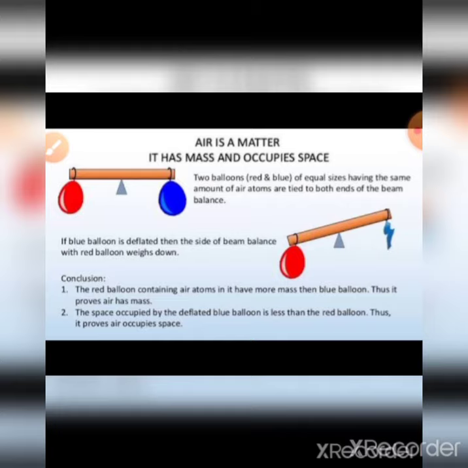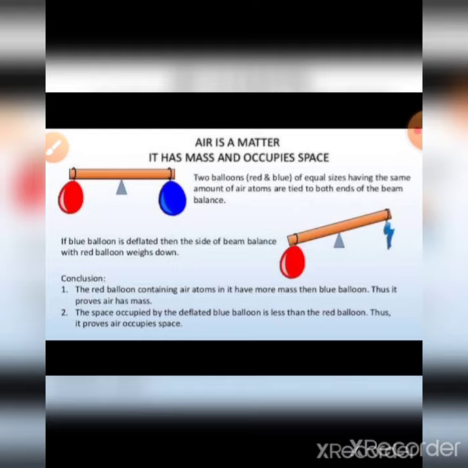If the blue balloon is deflated, then the side of the beam balance with the red balloon weighs down. Then the beam becomes unbalanced. Okay, if the blue balloon is deflated, as in the second figure, the side of the beam balance with the red balloon weighs down. It means the weight of the red balloon is higher in comparison to the deflated blue balloon. Conclusion: what is the conclusion of it?